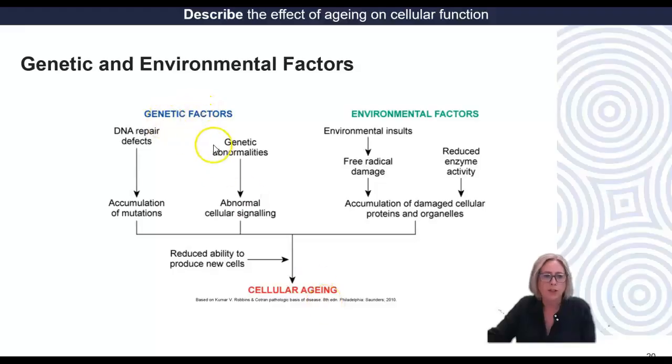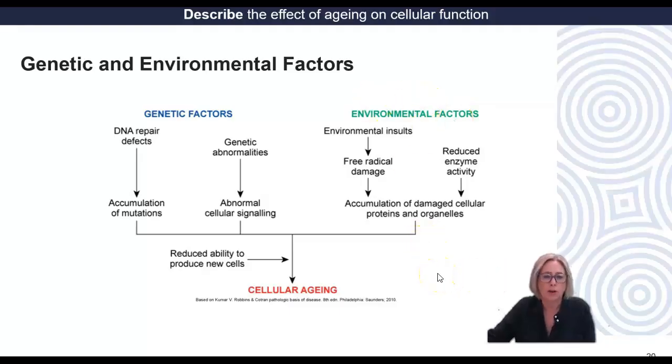With genetic factors, as we age, we get DNA repair defects. And when that occurs, then an accumulation of mutations, which contributes to cellular aging. We also, as we age, accumulate genetic abnormalities, and that then will lead to abnormal cellular signaling. And again, both of these things will cause reduced ability to produce new cells and therefore cause cellular aging. And environmental factors feed into all of this.